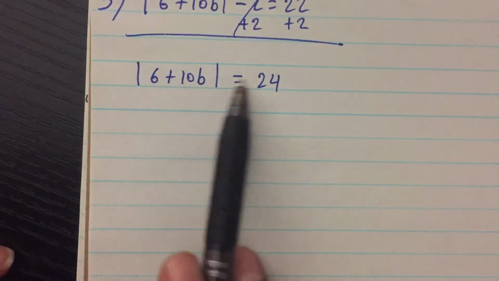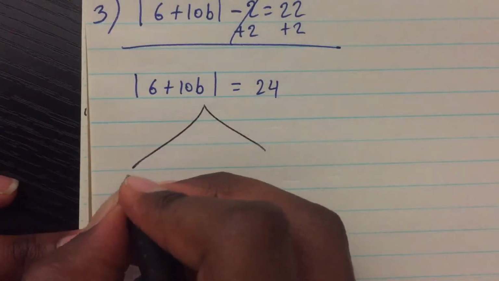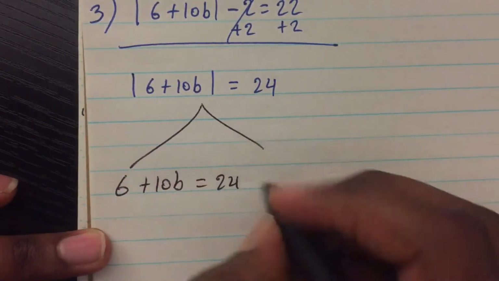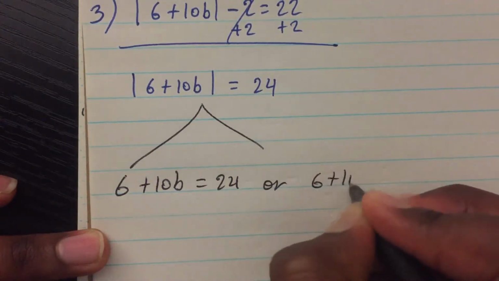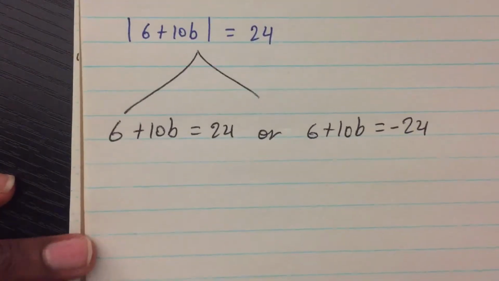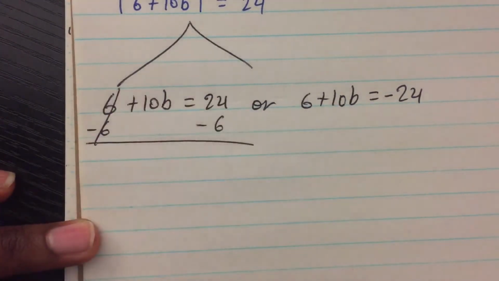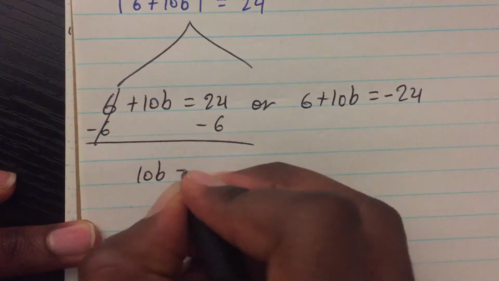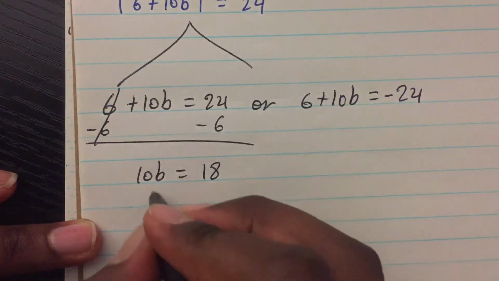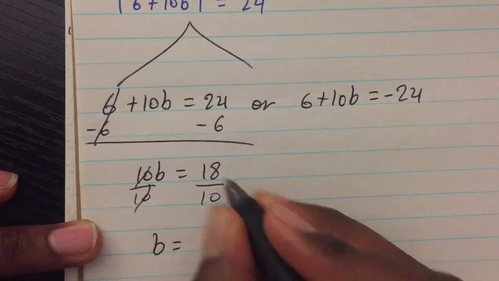Now that we have the absolute value isolated, this can be written as two equations. What's inside the absolute value equals the positive of your k value, or 6 plus 10b equals the negative of that number. And then solve. Subtract 6, you get 10b equals 18.